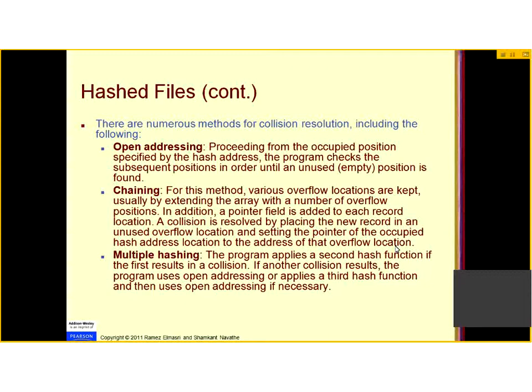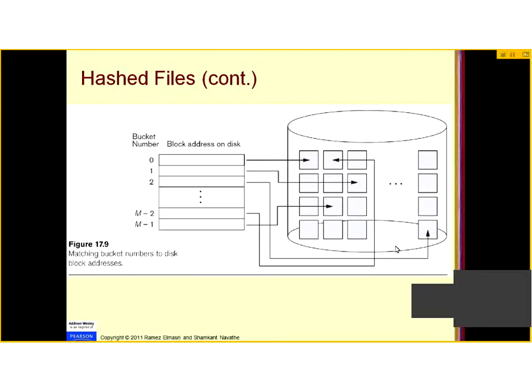Then another is multiple hashing. The program applies a second hash function. So if after applying the first hash function there is a collision, then you can use another hash function which may result in some other location. Or you can apply a third hash function. So you perform hashing multiple times until you get a location that is free.